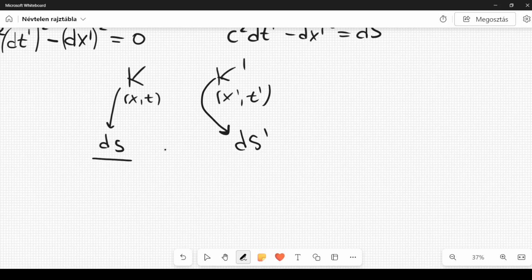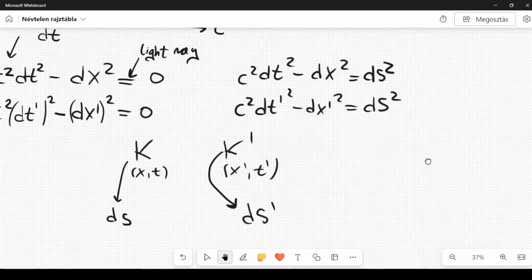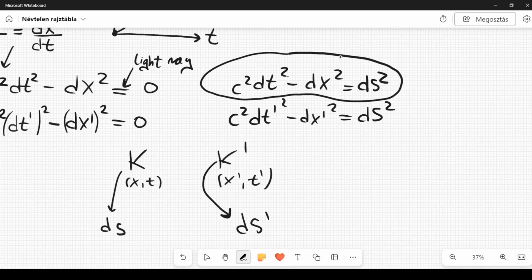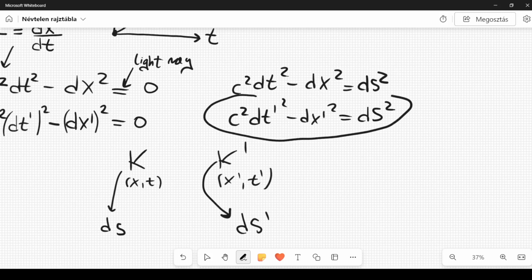So let's call it ds and ds prime, and we calculate them in the fashion that we have shown here. So ds squared would be equal to this. It satisfies this equation, whereas ds prime satisfies this equation here, where instead of ds you have ds prime.